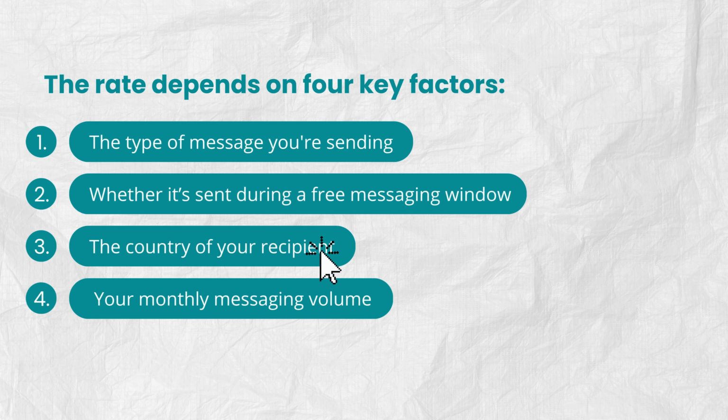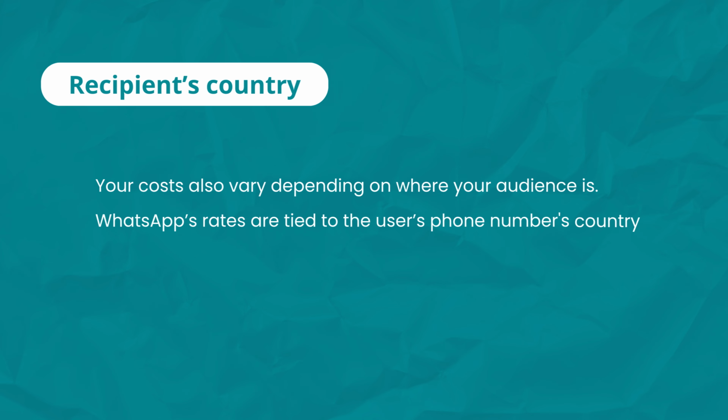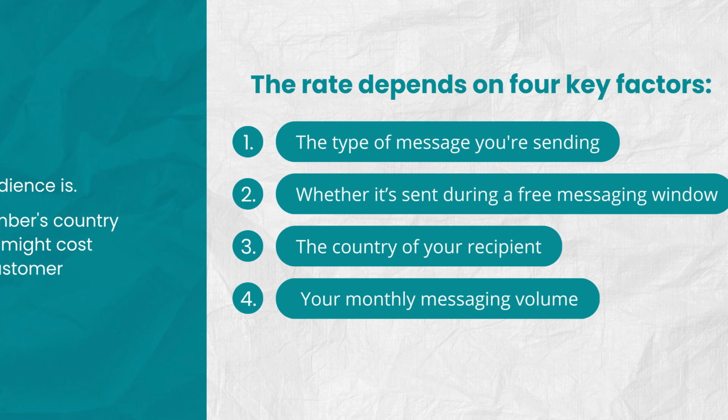Number 3. Now, beyond message type and timing, your costs also vary depending on where your audience is. WhatsApp's rates are tied to the user's phone number's country code, so sending a message to someone in India might cost a lot less than sending the same message to a customer in Germany or the UK.